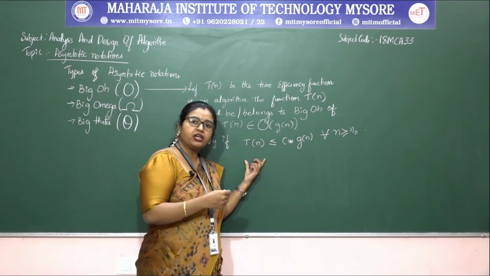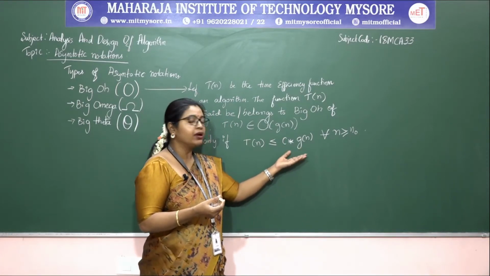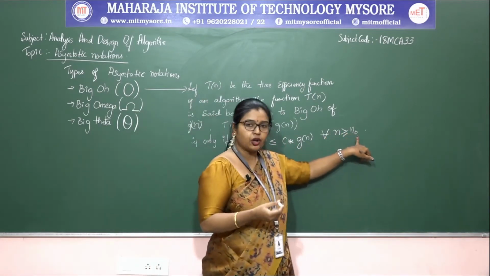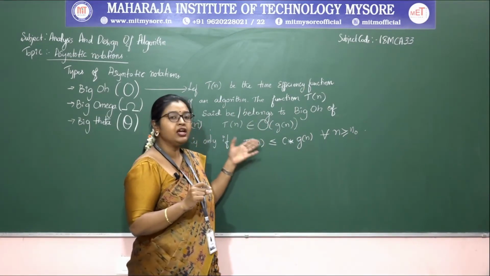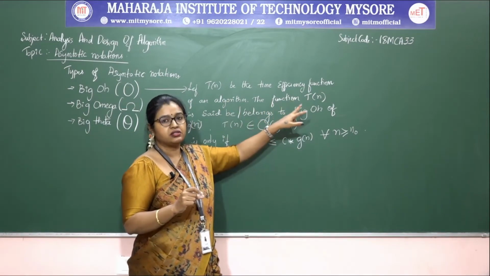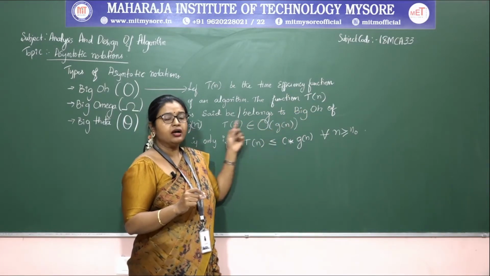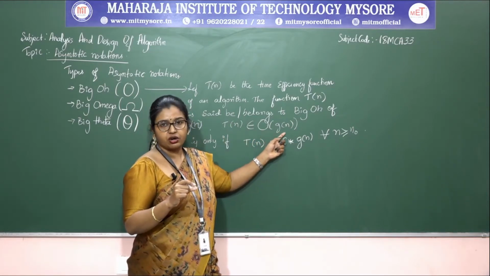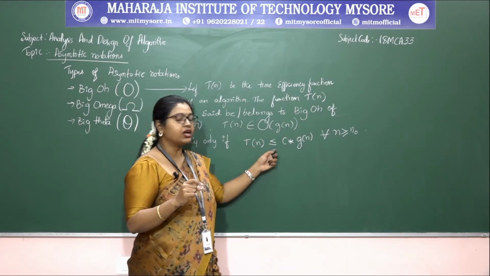Sometimes your T of n may be greater than c into g of n, or your c into g of n may be greater than your T of n. But after this n naught, this criteria should hold good. The constraint should hold good, then only you can say that your T of n belongs to big O of g of n. So if I want to tell that T of n belongs to big O of g of n, this property must hold good: T of n should be lesser than or equal to c into g of n.